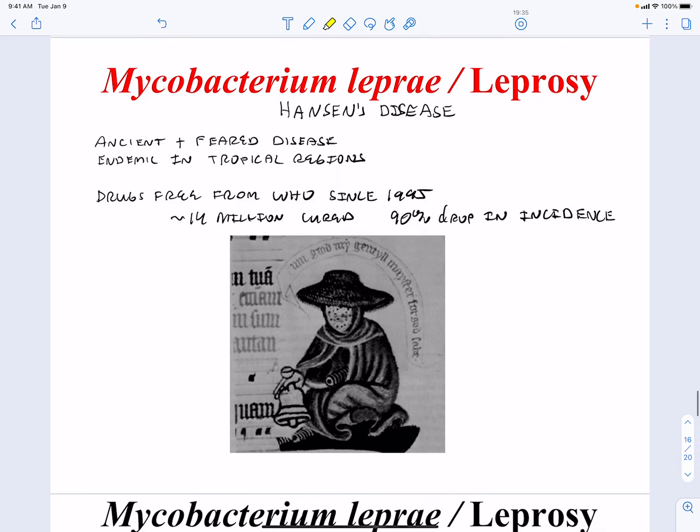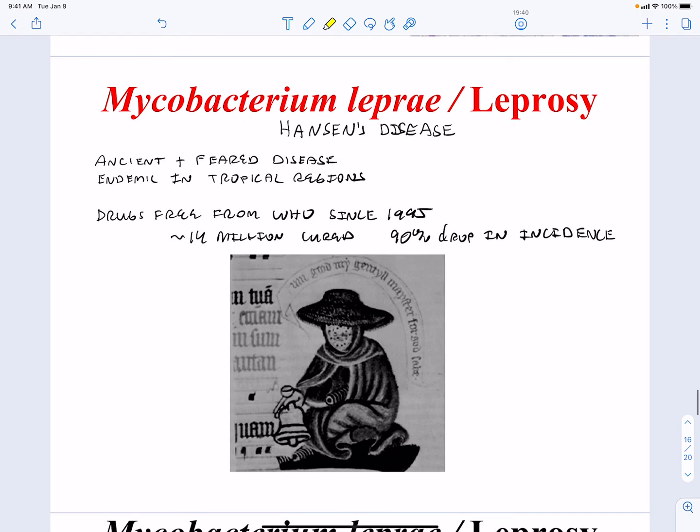The next mycobacterium that is famous is leprae. This is also referred to as Hansen's disease because it was discovered by Dr. Gerard Hansen in 1873. It's a very ancient and feared disease. It's also endemic in many areas of the world, especially in tropical areas. It was introduced from Asia to Europe by Alexander the Great.